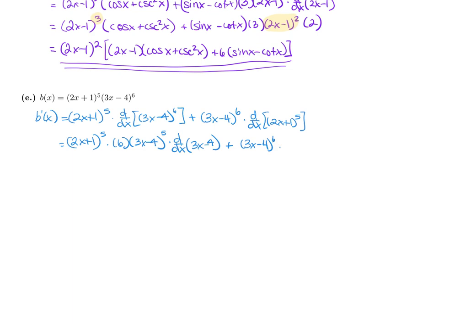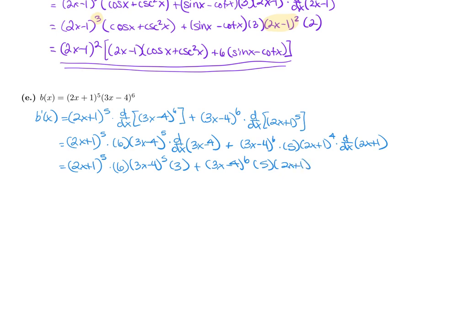Same deal. Let's bring down our power of 5. 2x plus 1, now to the 5 minus 1 is 4, times our derivative of the inside function, which is 2. So we end up with 2x plus 1 to the fifth times 6 times 3x minus 4 to the fifth times 3, plus 3x minus 4 to the 6th times 5 times 2x plus 1 to the 4th and times 2. Ooh, that was a lot. Let's see if we can figure out something that is common to all of it, but let's maybe combine some of these numbers a little bit. 6 times 3 gives me 18, and then I've got 2x plus 1 to the 5th and 3x minus 4 also to the 5th.